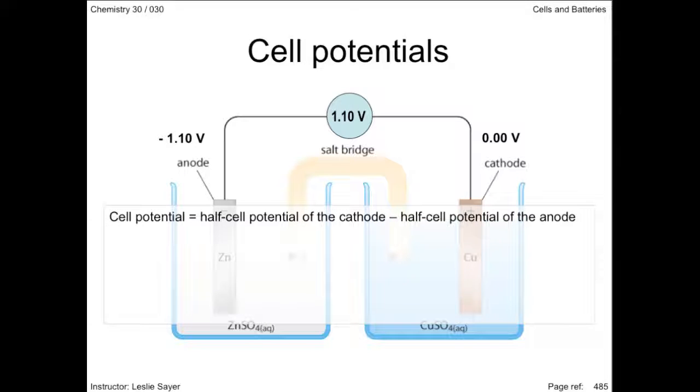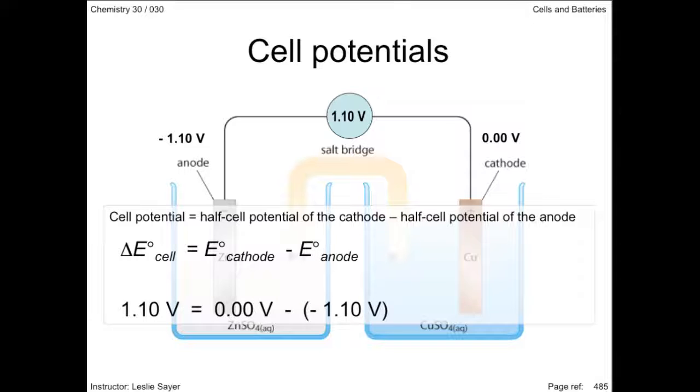This is the equation you need to remember. Cell potential equals the half cell potential of the cathode minus the half cell potential of the anode. This is why the anode is negative 1.10 volts, so that the voltmeter would read a positive number. All voltaic cells have positive cell potentials.